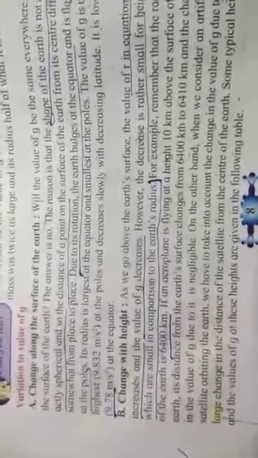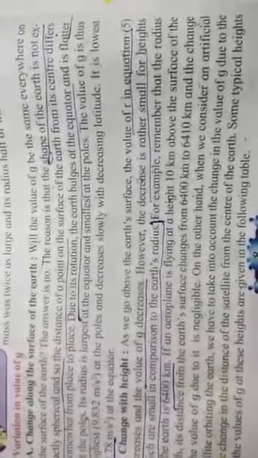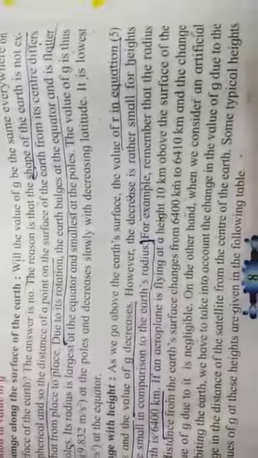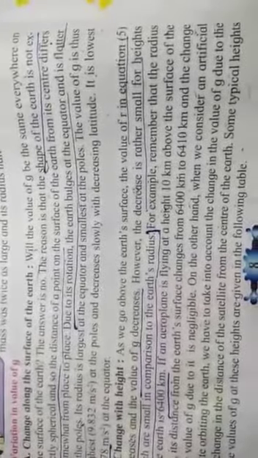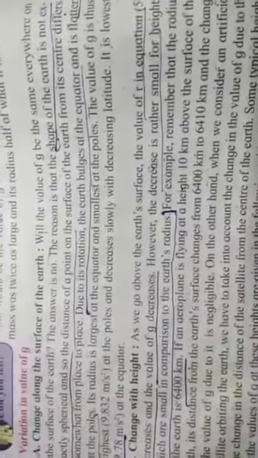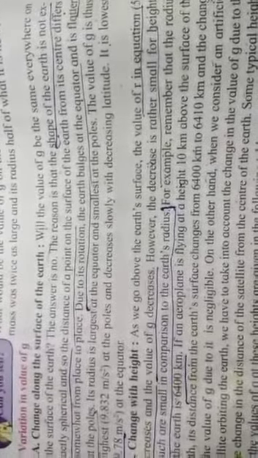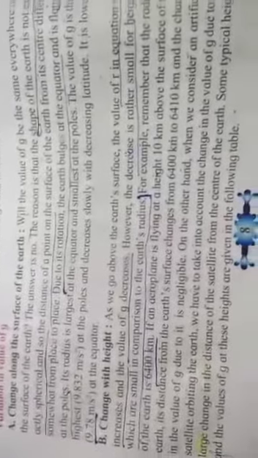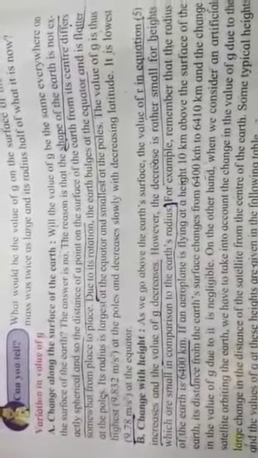The second point is the variation in the value of g with the change of height. As we go above the Earth's surface, the value of r in the equation increases and the value of g decreases. However, the decrease is rather small for heights which are small in comparison to Earth's radius. The Earth's radius is around 6,400 km. So children, we understand from this that as the height increases, the gravitational force decreases.